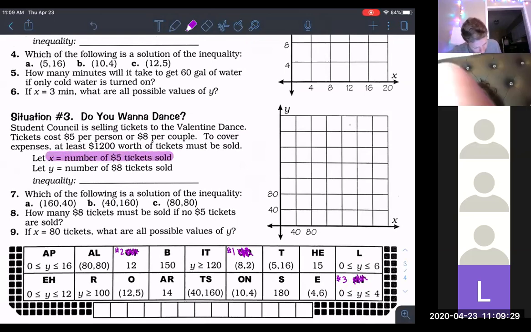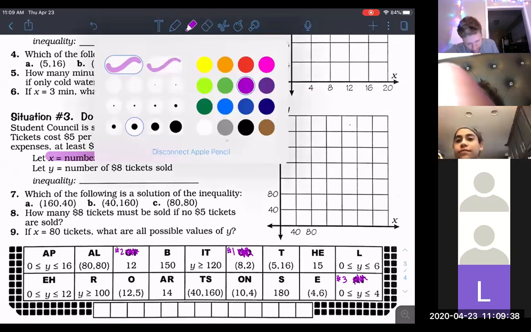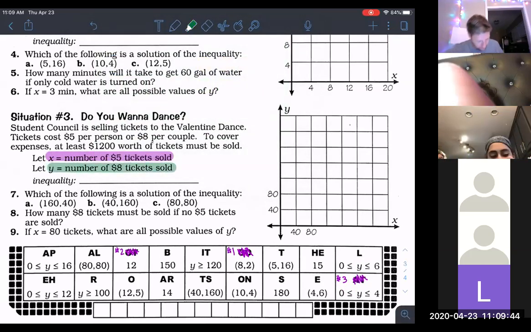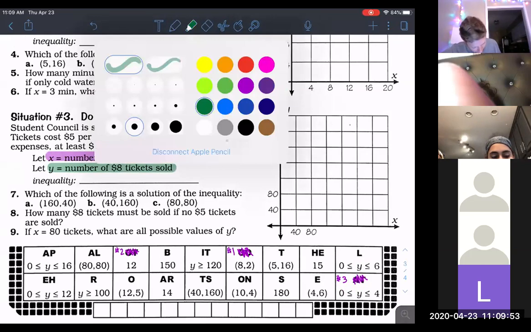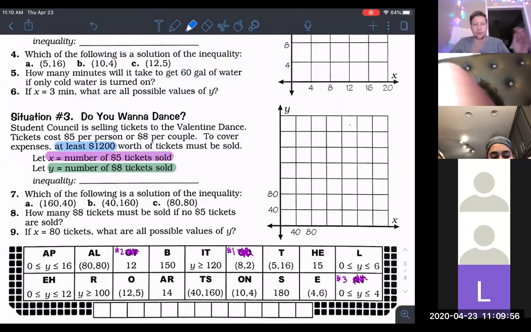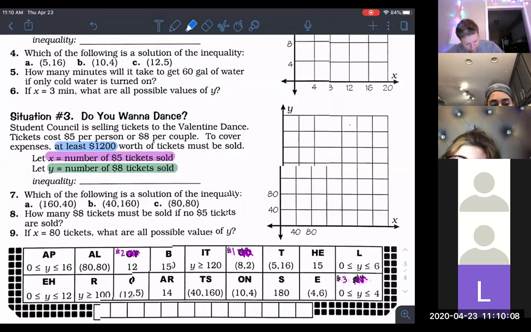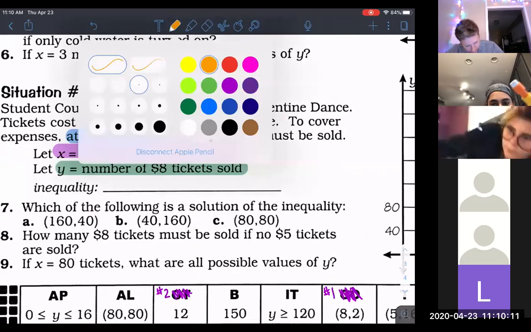All right, so we'll use purple and green. X is the number of $5 tickets sold. Y is the number of $8 tickets sold. And then our constraint, let's do that in blue, is at least $1,200. Like I said before, when we're setting up an inequality, the total or the constraint, the condition that we need to meet, that's usually on one side by itself. So we're going to start with 1,200 over here. So let's use blue.